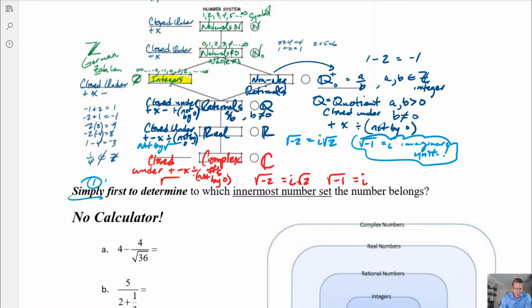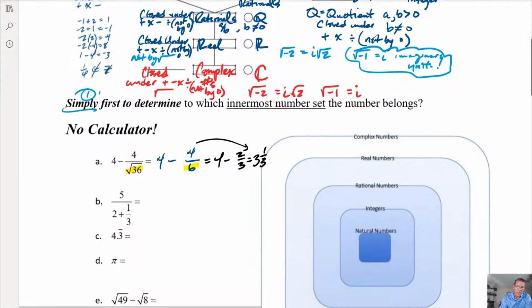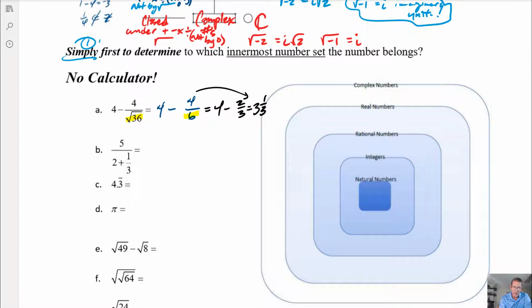All right, so here we go. In looking at this, I get 4 minus 4 over root 36. That's the same thing as 4 minus 4 divided by 6, because root 36 is just 6. So you want to simplify what you can. We know that the square root of 36 is 6. We know that 4 sixths is the same as 2/3. So this is the same thing as 4 minus 2/3. And 4 minus 2/3 is 3 1/3. So you simplify the expression first and then decide what it is.